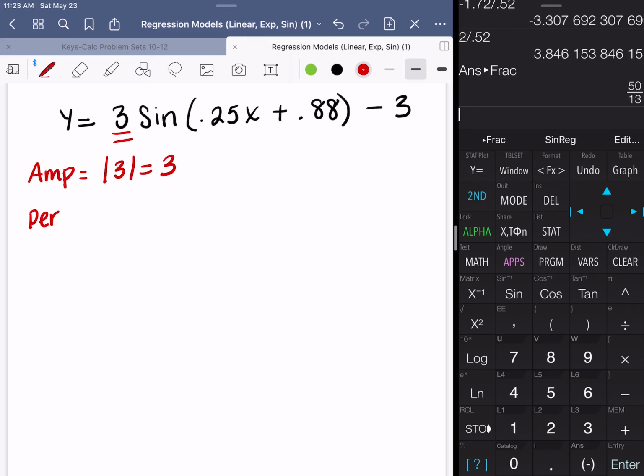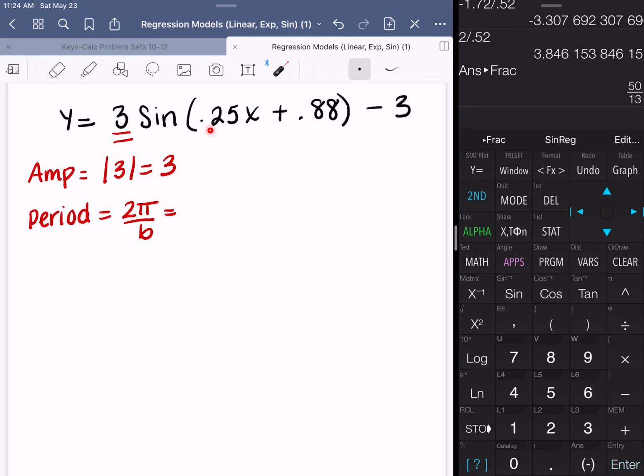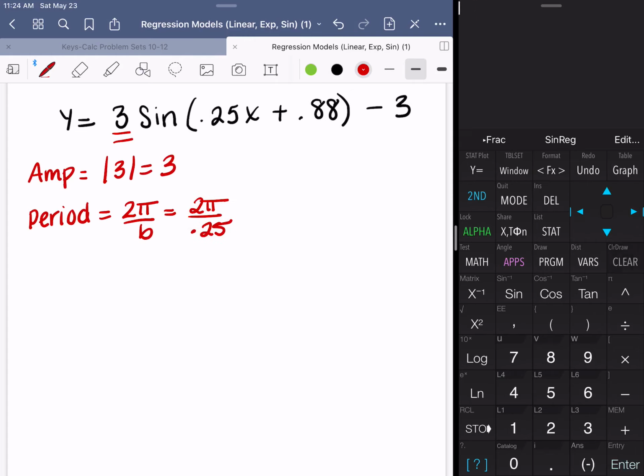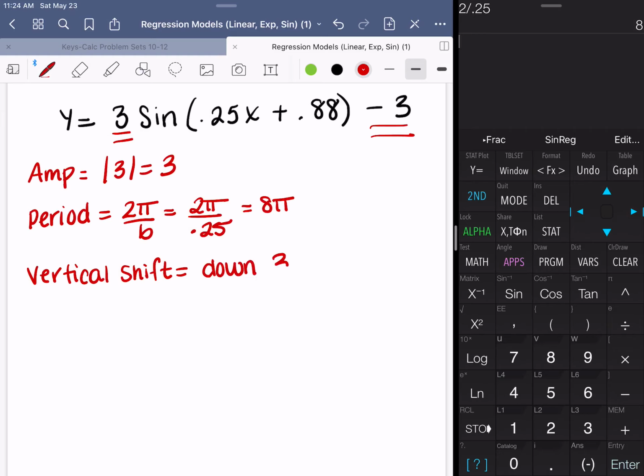The period is found by taking 2 pi over b, where b is the number of cycles. The b you could still use is still here, this 0.25. So we do 2 pi over 0.25. I'm going to go over here to the calculator and do 2 divided by 0.25. It gives me 8, so my period is 8 pi. I have a vertical shift, and my vertical shift is this value at the end, which is down because it's minus, so down 3.